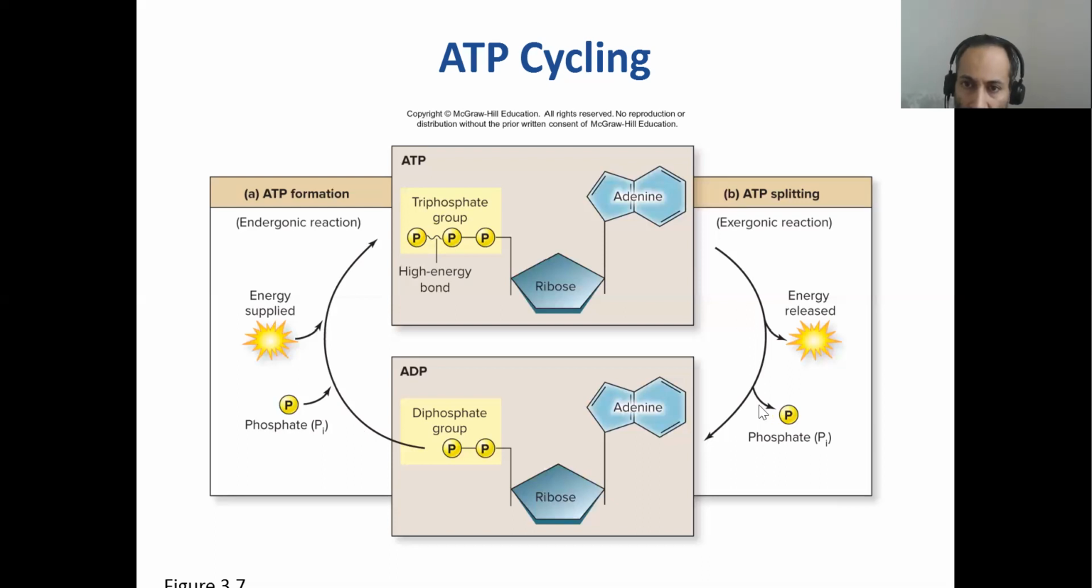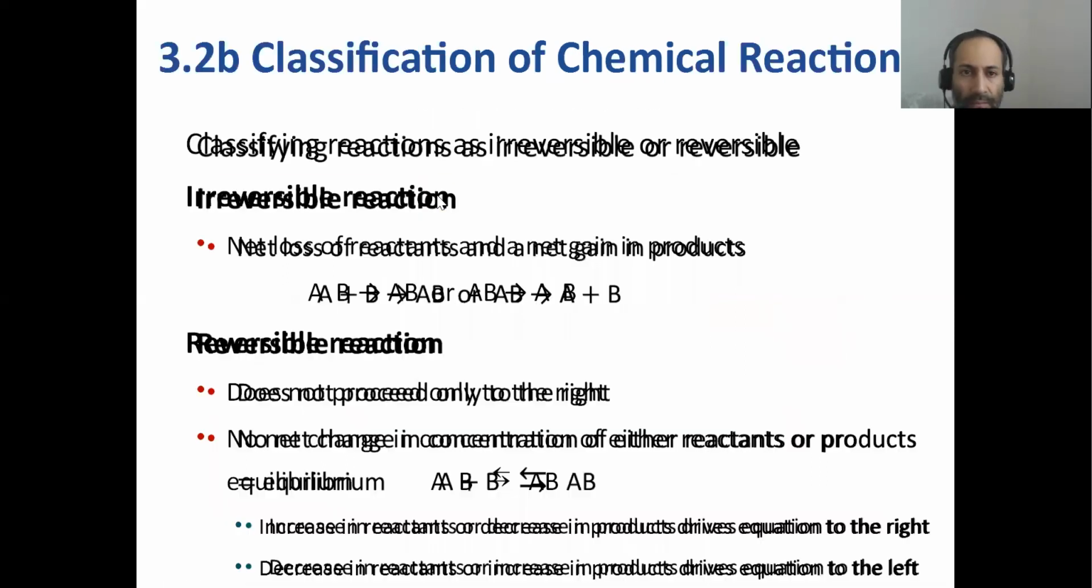Okay, so this is the exergonic part from ATP to ADP, and this is the endergonic part from ADP back to ATP.